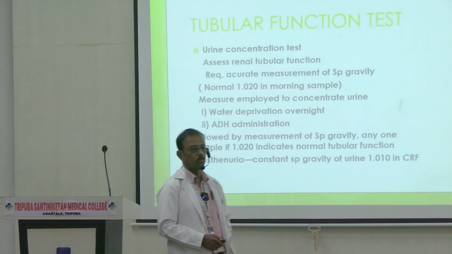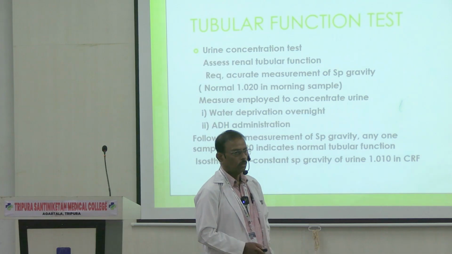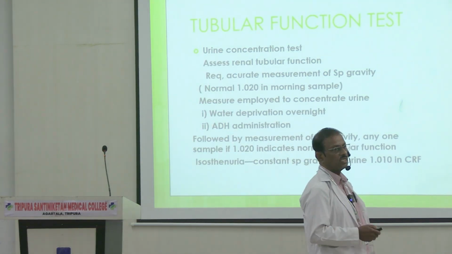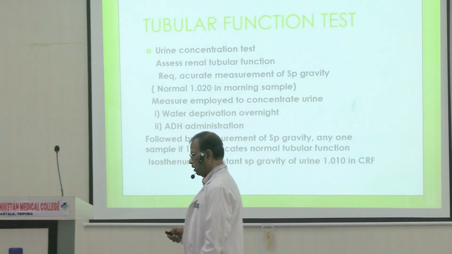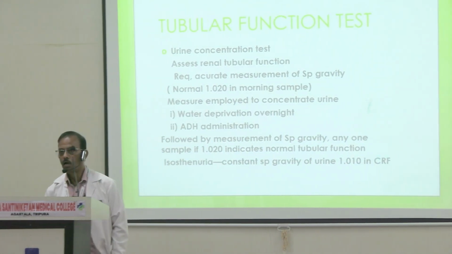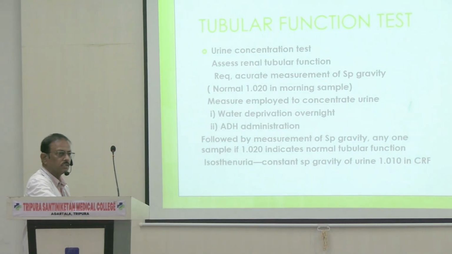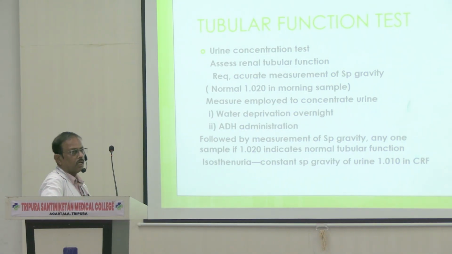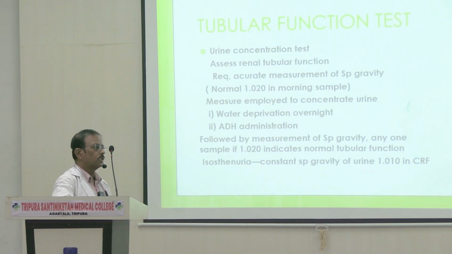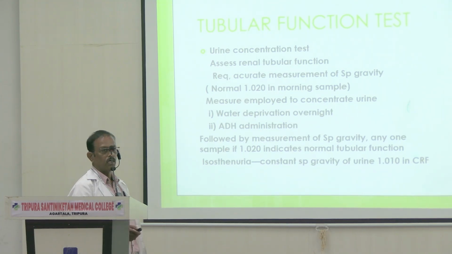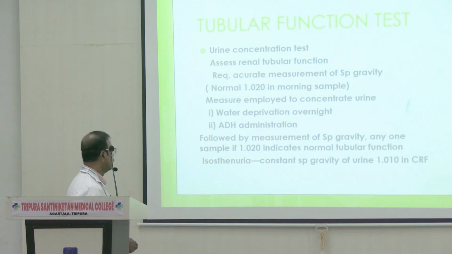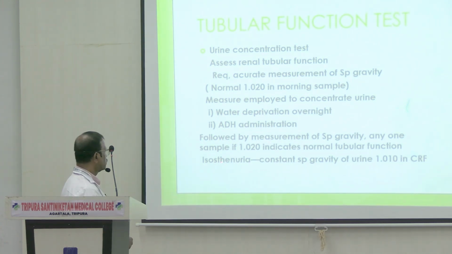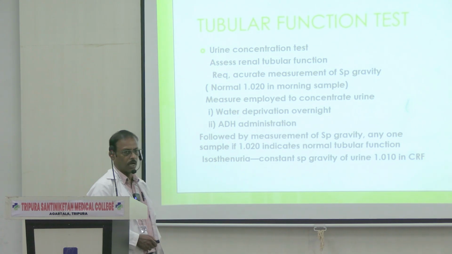In chronic renal disease, we observe a fixed specific gravity of the urine. That means whether you give water or deprive of water, the specific gravity doesn't change. It is fixed at 1.010 in chronic renal failure. This is called isostenuria.